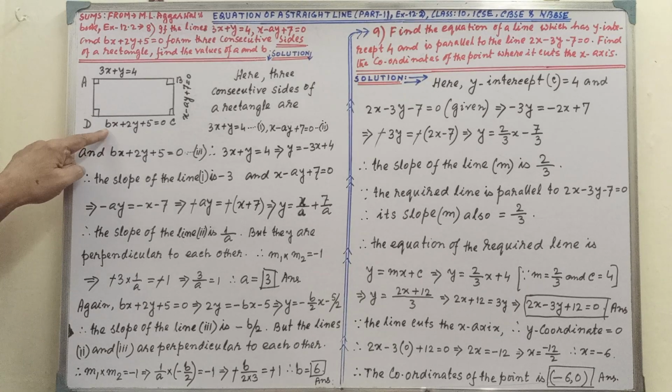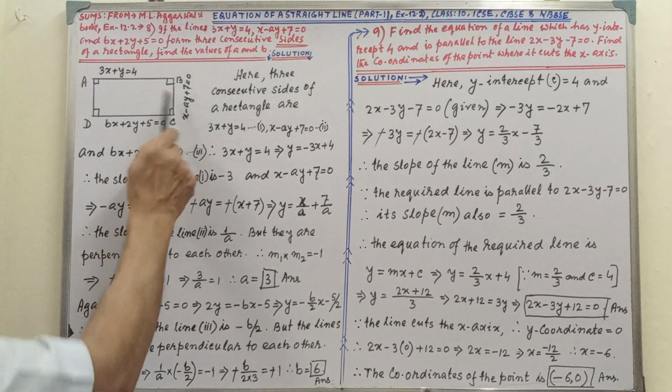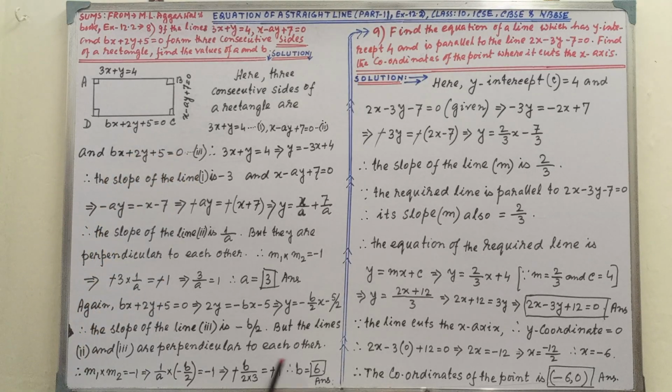Again, we have to find out the value of b. From this equation, we have to find out the slope. This is why by converting to intercept form, we are getting this. Then in place of m, that is minus b by 2. So the slope of line 3 is minus b by 2. Here, this line and this line are also perpendicular to each other. Therefore, m1 into m2, in place of m1, that is 1 by 2, in place of m2, that is minus b by 2. By simplifying, we are getting the value of b, that is 6.